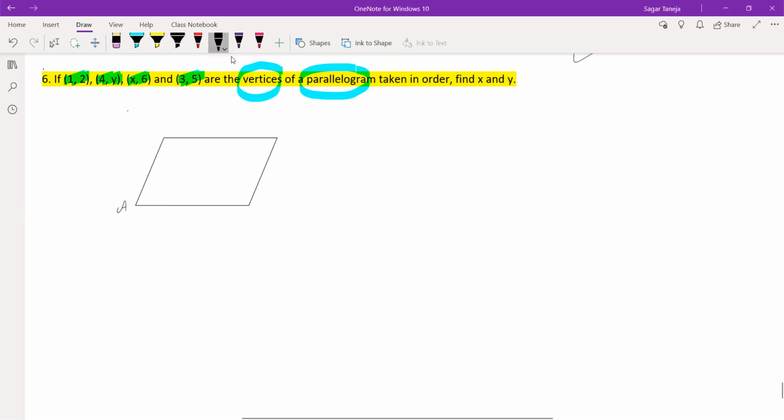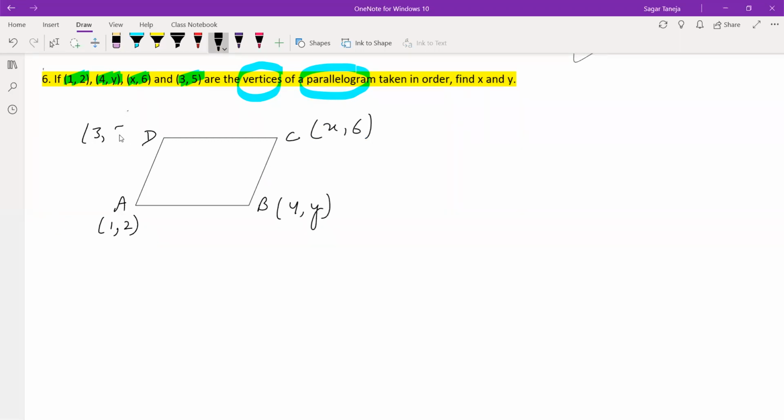Okay. It is written here taken in order. So we'll take in the same order: A, B, C, D, with the coordinates of A (1, 2), then B (4, y), then C is (x, 6), and D is (3, 5). Let's draw the diagonals of this, because diagonals will help us to solve.